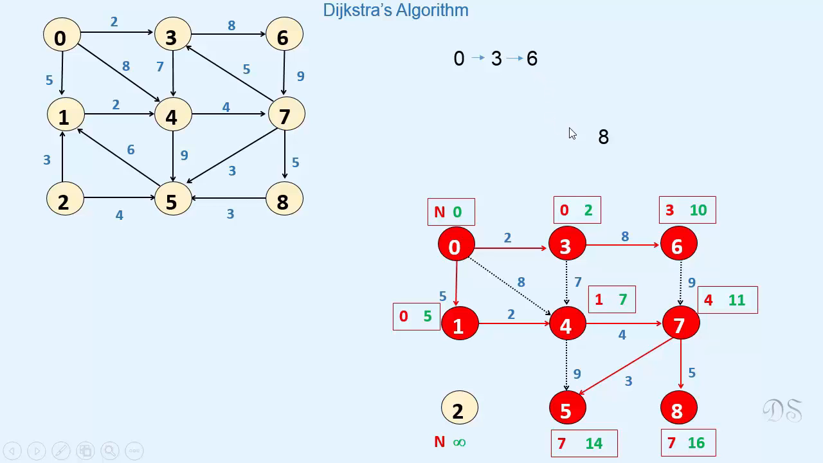Now suppose we have to find the shortest path to vertex 8. Now predecessor of vertex 8 is vertex 7. Predecessor of vertex 7 is vertex 4. Predecessor of vertex 4 is vertex 1 and predecessor of vertex 1 is vertex 0. So this is the shortest path from vertex 0 to vertex 8.